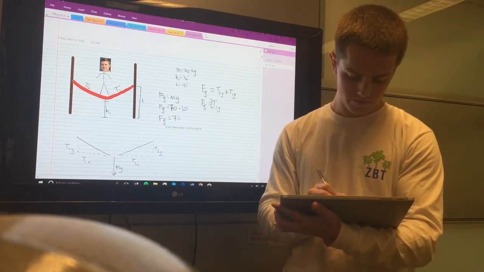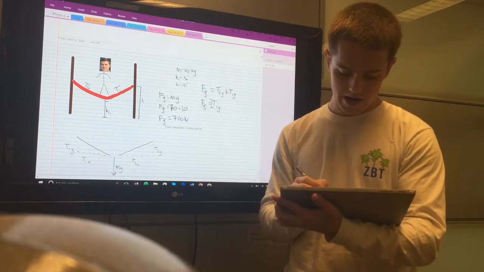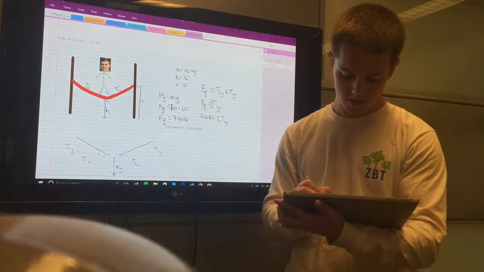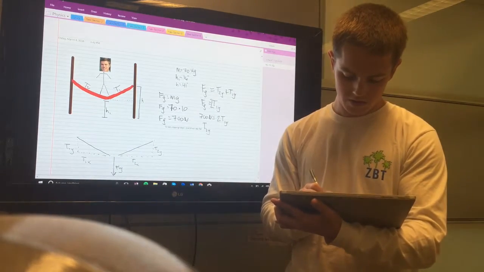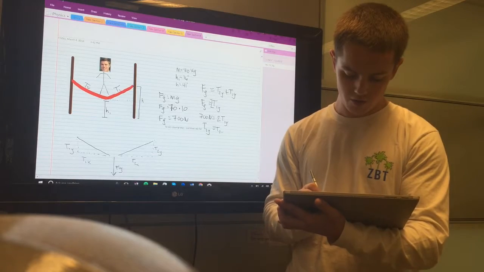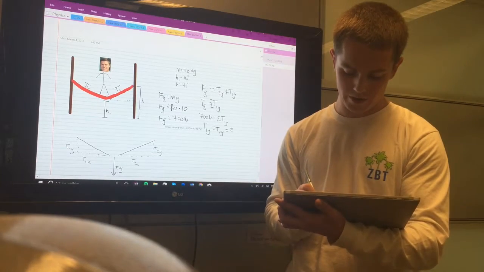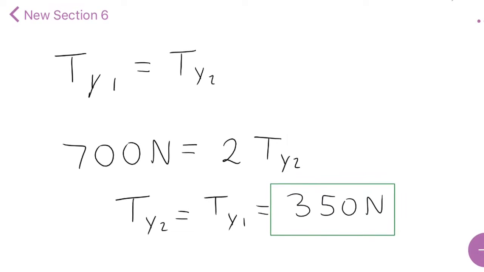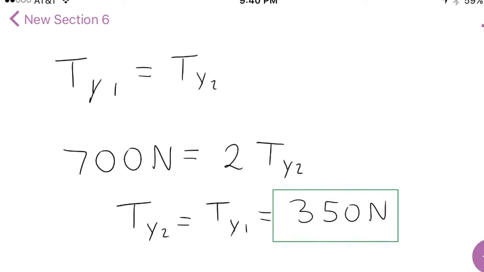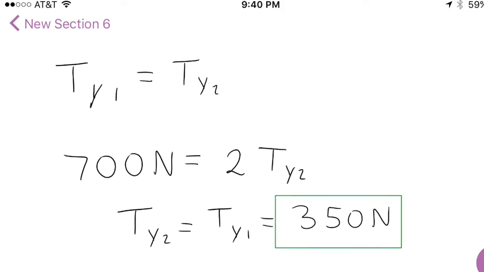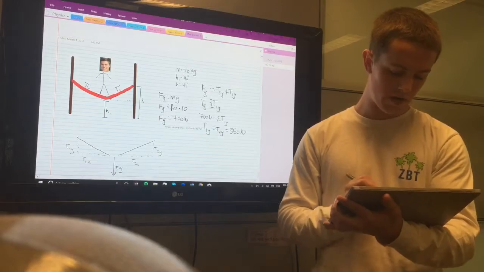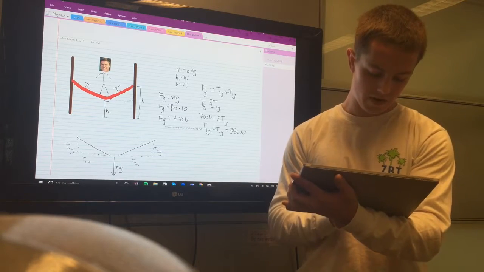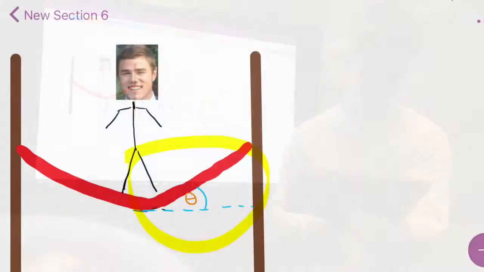When we solve for the force of gravity, we get 700 newtons. And when we plug that in over here, we have tension 1y equaling tension 2y, which each equal 350 newtons. Now that we know those equal 350 newtons, we can go into finding this angle theta.